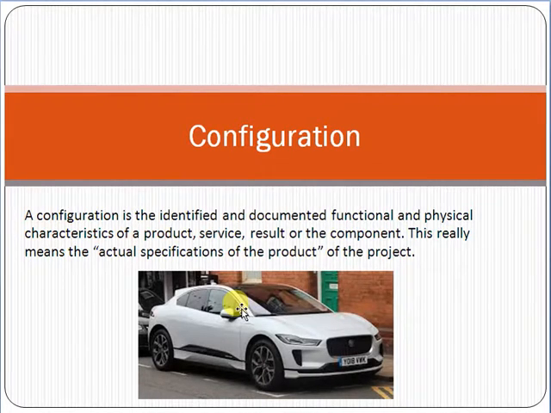You can understand, the functional specification means it can run more than 100 miles per hour, and physical characteristic means its color, its tires, its windscreen, its headlights, etc. So these are the physical characteristics, and functional specification means the characteristics which belong to functionality, like it can run more than 100 miles per hour.